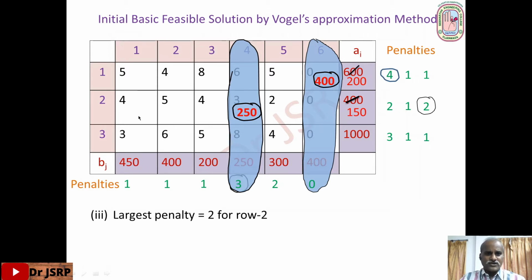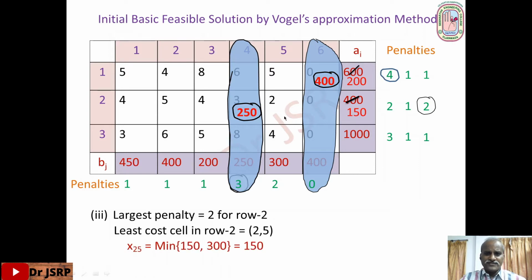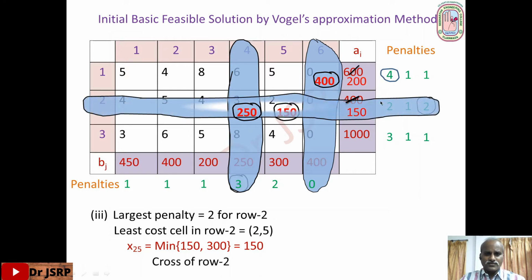Okay, right. In row 2, the least cost cell is the 25 cell. For this, X25 equals the minimum of available 150 and requirement 300. So the minimum is 150. Right here 150, circle it. So the row constraint is satisfied, so cross off row 2. Still, out of the requirement of 300, 150 are transported, so the remaining requirement is 300 minus 150, that is 150.